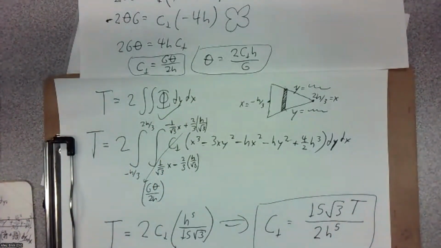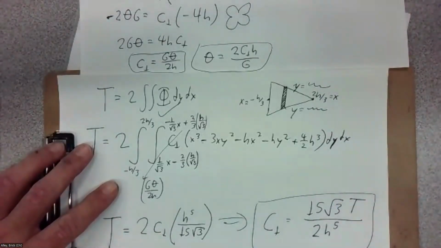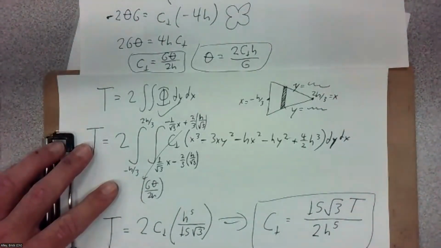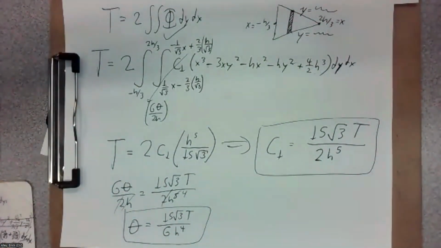And then based on our other expression, we said that C1 is also equal to G theta over 2H. So G theta over 2H is also equal to this 15 root 3 torque over 2H to the 5th. That's going to let us solve for theta. H is going to come up, so now we're down to H to the fourth. The twos can cancel out. G will come down, and the 15√3 and the torque stay. So now I've got my theta, or twist rate, given right there.